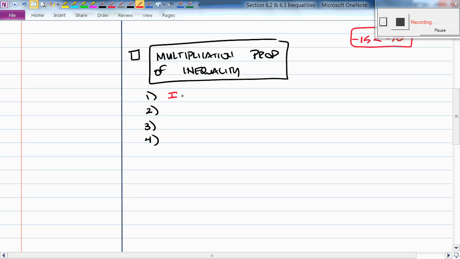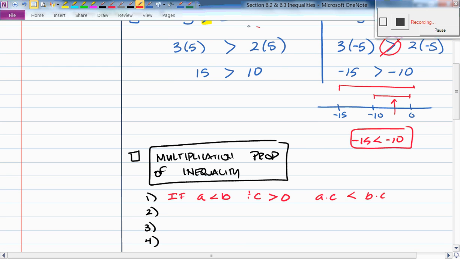So if we say A is less than B, and we're going to take another number, C is greater than 0. So C is a positive number. If A is less than B and C is bigger than 0, so a positive number, then we are safe. We're going to say that A times C is still less than B times C. And we saw that example right up here. We did not need to change the inequality sign.